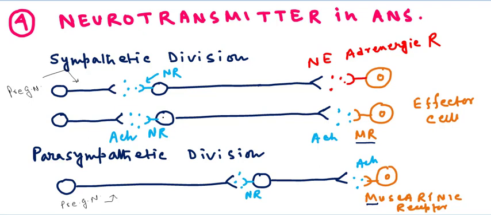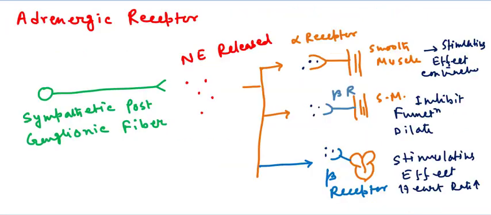Okay, so in the postganglionic neuron there will be a nicotinic receptor for acetylcholine, but in the case of the sympathetic division the effector cell contains the muscarinic receptor, and also all of the effector cells of the parasympathetic division contain the muscarinic receptor for acetylcholine. But most of the postganglionic neurons in the sympathetic division secrete norepinephrine as the neurotransmitter, and this neurotransmitter binds with the adrenergic receptor of the effector cell, and there are two different types of adrenergic receptor, the alpha receptor and the beta receptor.